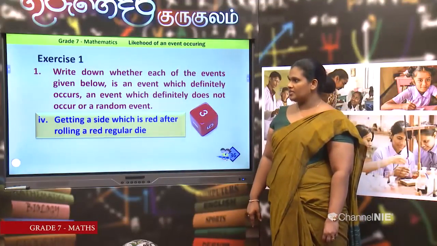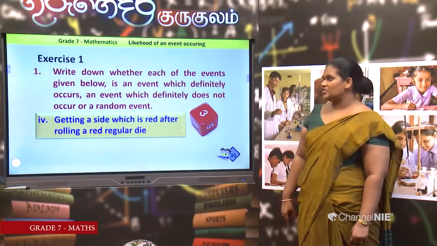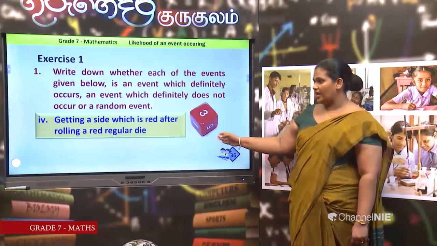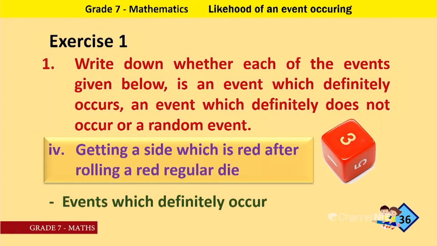Under the same exercise, I am going to go for the fourth part, that is getting a side which is red after rolling a red regular die. Here the complete die is in color of red. Therefore, obviously, you have to obtain a side which is in red color. Therefore, that is an event which would definitely occur.